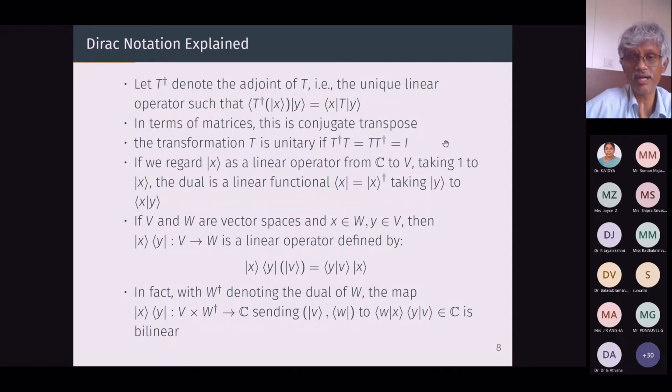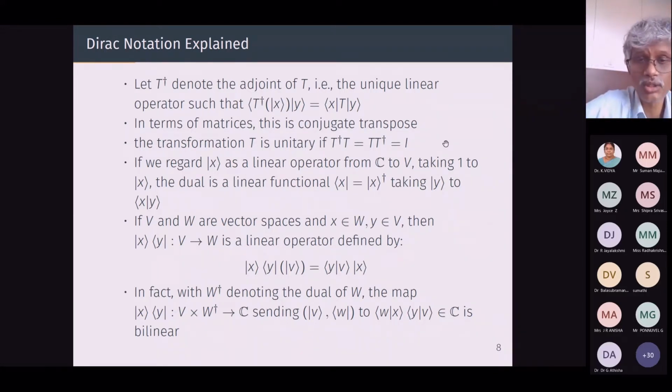So this will be a linear operator defined by ket of X. We first compute the inner product between Y and V, and then the value of ket of X bra of Y at V is the inner product between Y and V times this ket of X vector. Notice that this bracket of Y V is a scalar, a complex number, that multiplied by this ket of X is the answer to ket of X bra of Y of V.